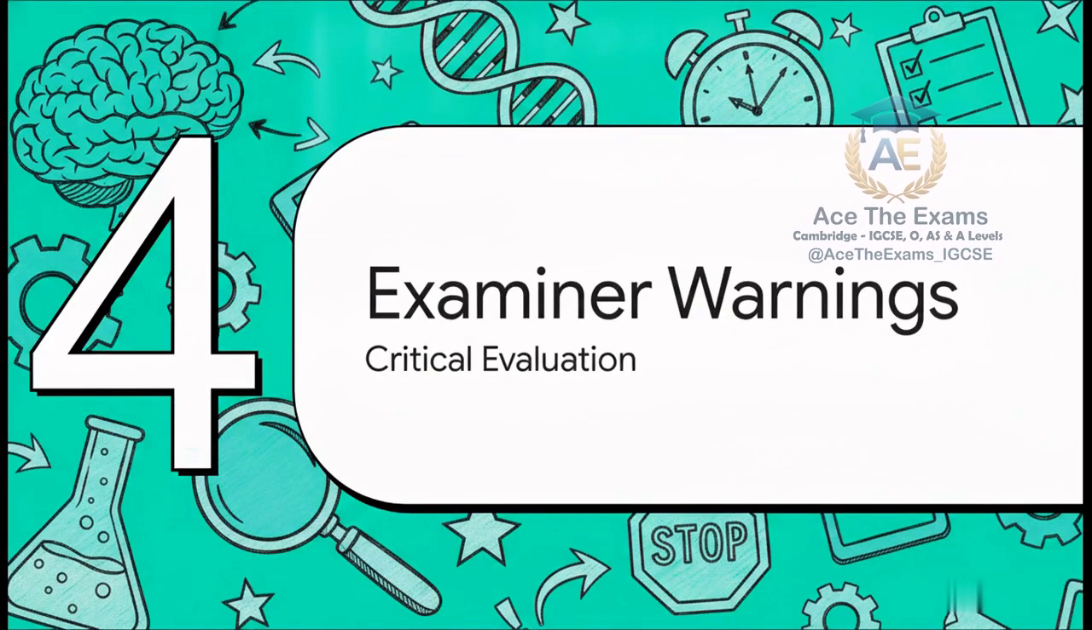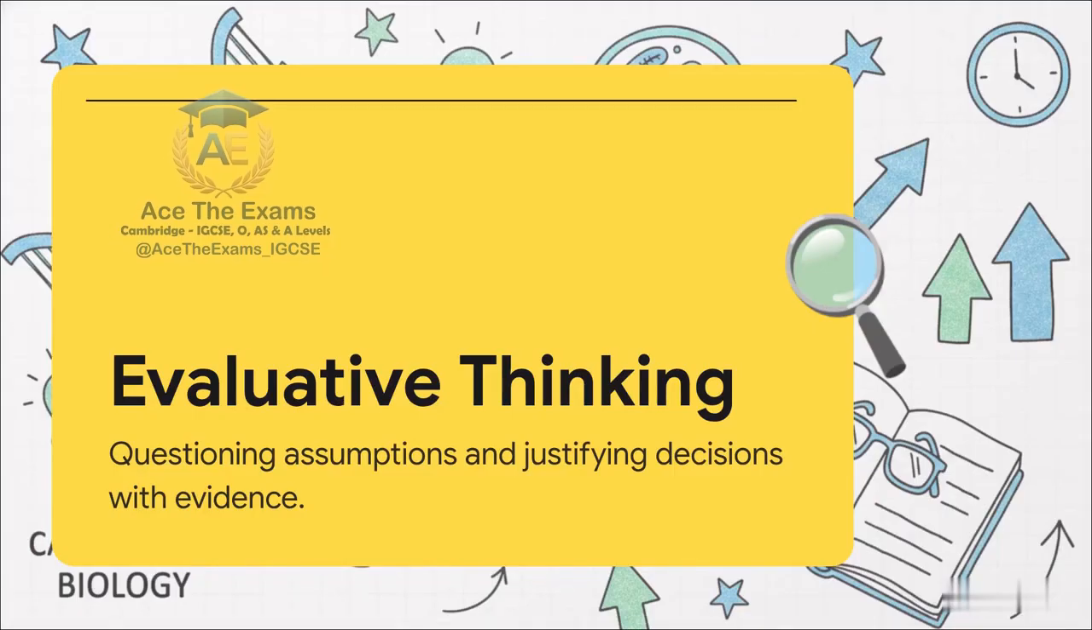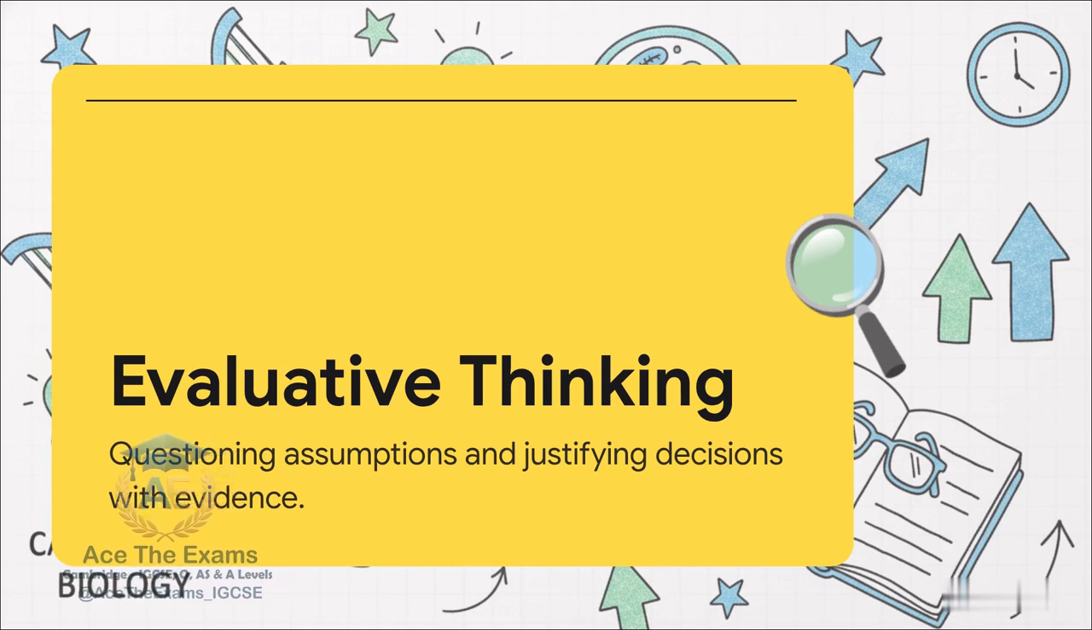Finally, Section 4, Evaluation and Examiner Warnings. We have now reached the highest stakes part of our explainer. Let's look directly at the evaluation criteria and the most urgent warnings pulled straight from the principal examiner reports. Higher order assessment objectives demand something called evaluative thinking. That means questioning assumptions, considering different perspectives, and justifying your decisions with hard evidence.